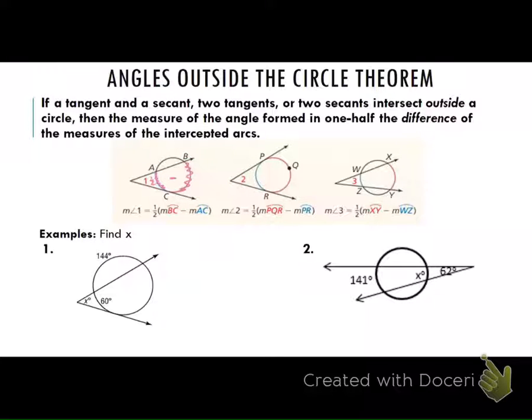So we have one more situation. What if that vertex is outside? You're going to basically do the same thing as last time. Do you see how it's intercepting two different arcs here? So you're going to have to subtract them and take half of them. Notice every single case has a 1/2 except the central angle. Do you guys all see that? The only one that does not have a 1/2 is the central angle, so don't forget that 1/2. So you always do the bigger arc minus the smaller arc to get the angle. So bigger minus smaller.